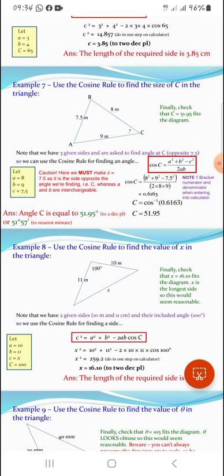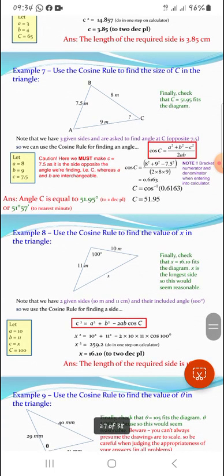Then how do we get C? We find cos inverse of the answer we get, which is cos inverse of 0.6163, and that will give you 51.95 degrees. Now here, they said the angle is to 2 decimal places. I always tell you to put answers in decimal places, but in case they ask you to convert to minutes, this 0.95, for you to convert it to minutes, normally if you want to change minutes to decimal, you divide by 60.